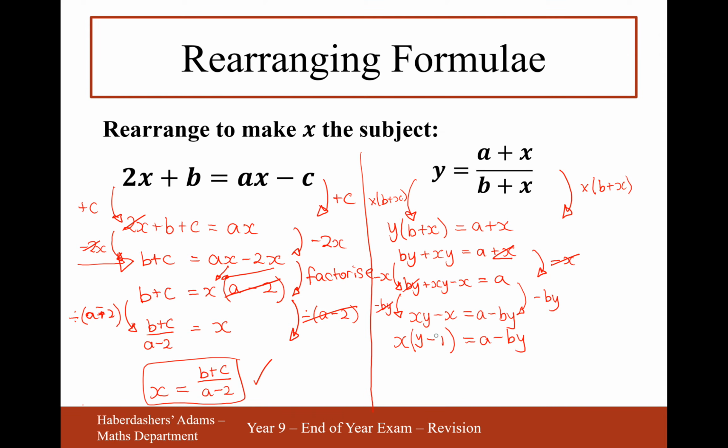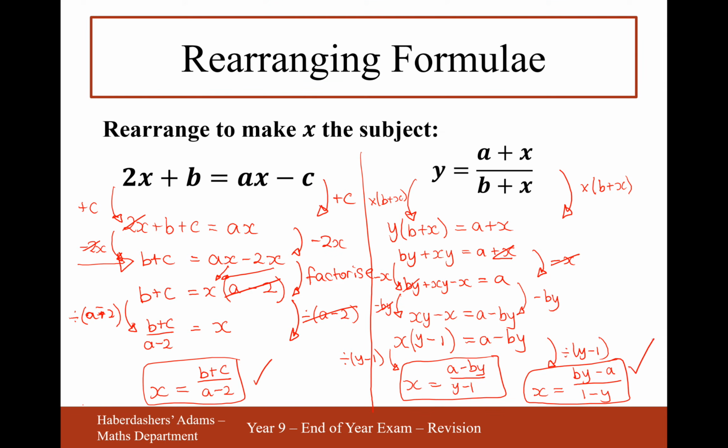And now that I've got x multiplying by a bracket equals something, I divide by the bracket, divide by y minus 1 on both sides, and I'll be left with my final answer, which is a minus by over y minus 1. Now if you've done this question slightly differently, you may have a different answer. An alternatively correct answer is by minus a over 1 minus y. That is also a correct answer, but no other answer is correct.